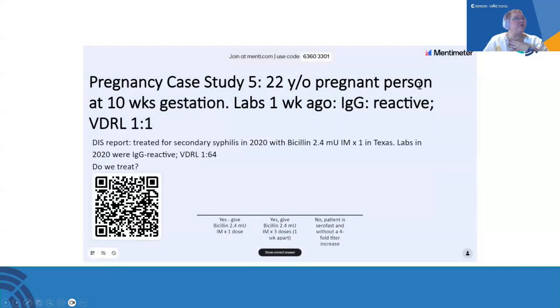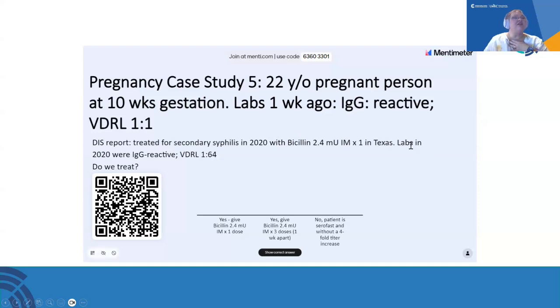Here's a 22-year-old pregnant person at 10 weeks gestation. Her labs 1 week ago were reactive and 1-to-1. So first of all, let's talk about this. Is this syphilis? Do we have two that is agreeing? Reactive, 1-to-1. Is this syphilis? Yes, because we've got two. DIS is reporting treated for secondary syphilis in 2020 with 1 dose of bacillin. So is this the correct treatment? 1 dose for secondary? Yes.